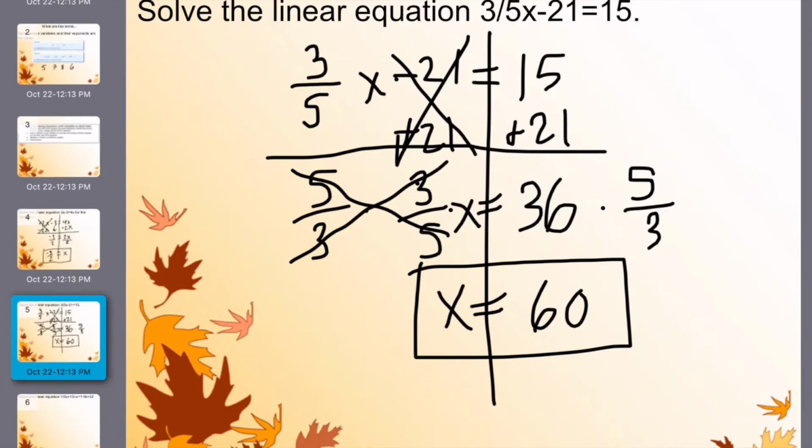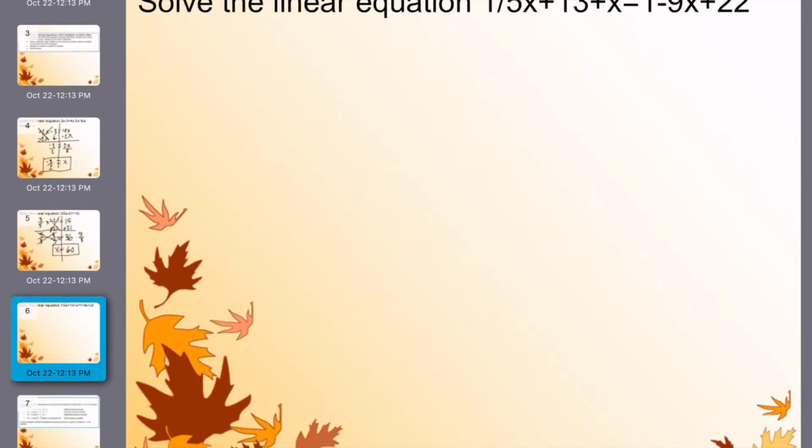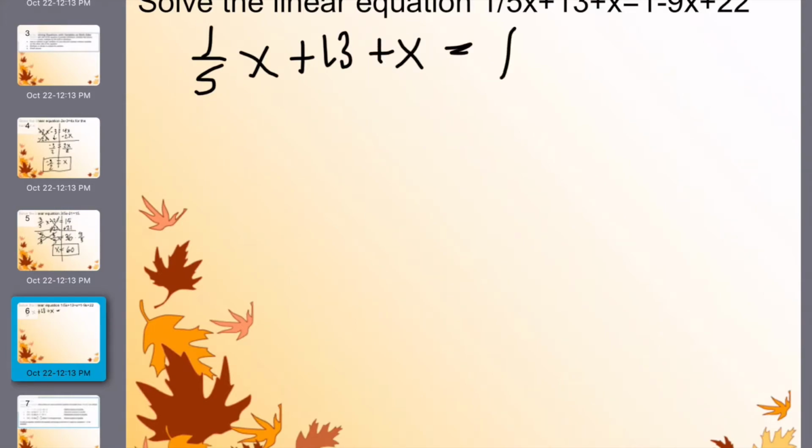Let's try another example, our last example. Solve the linear equation 1/5 x plus 13 plus x equals 1 minus 9x plus 22. So here's what I'm going to do. I'm going to rewrite this problem first of all. So I have 1/5 x plus 13 plus x equals 1 minus 9x plus 22.